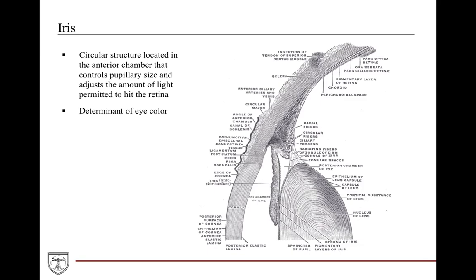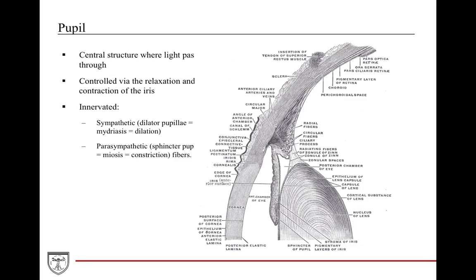And the iris is also important because this is what determines eye color, everyone's favorite portion about the eye. So then you've got the pupil. The pupil is that very dark portion of the eye, almost like the center of the eye. This is where light actually passes through.